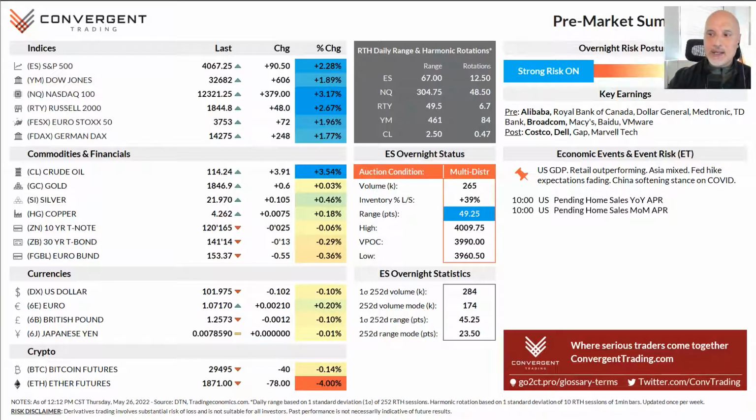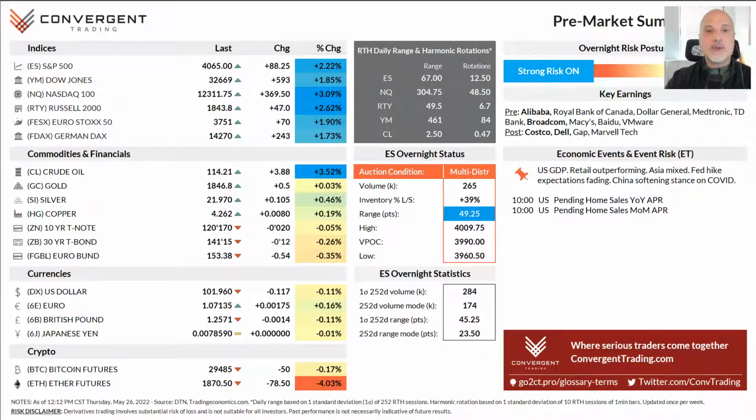You can take the overnight range, which is expected. The most common value, or the mode, of the overnight ranges over the last 252 trading sessions, which is about a year, is 23.5 points. That's the most common value. The overnight session range can be as wide as 45.25. More statistics right down here. And as soon as it exceeds 45.25, then it turns blue.